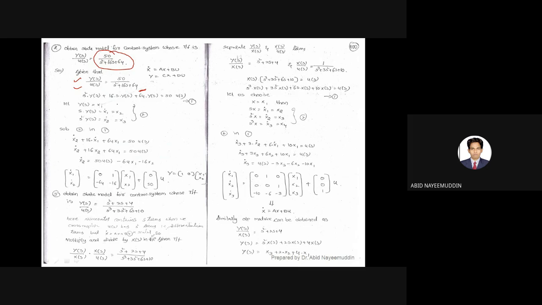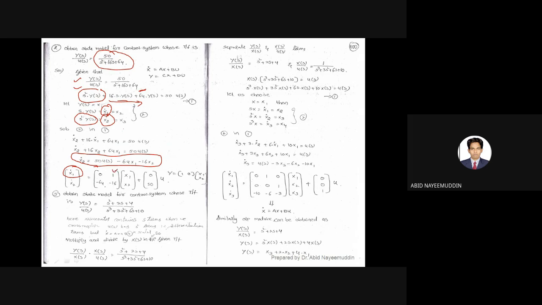If we rearrange this, you will get highest power, s square into y of s, is equal to this one. So let me assume x1 dot is equal to x2 and x2 dot is equal to x3. But actually x2 dot is equal to s square into y of s. If you send all these terms to the right side, then you will get x2 dot is equal to this expression. Then x1 dot is equal to what I already assumed as x2, that is 0 and 1.